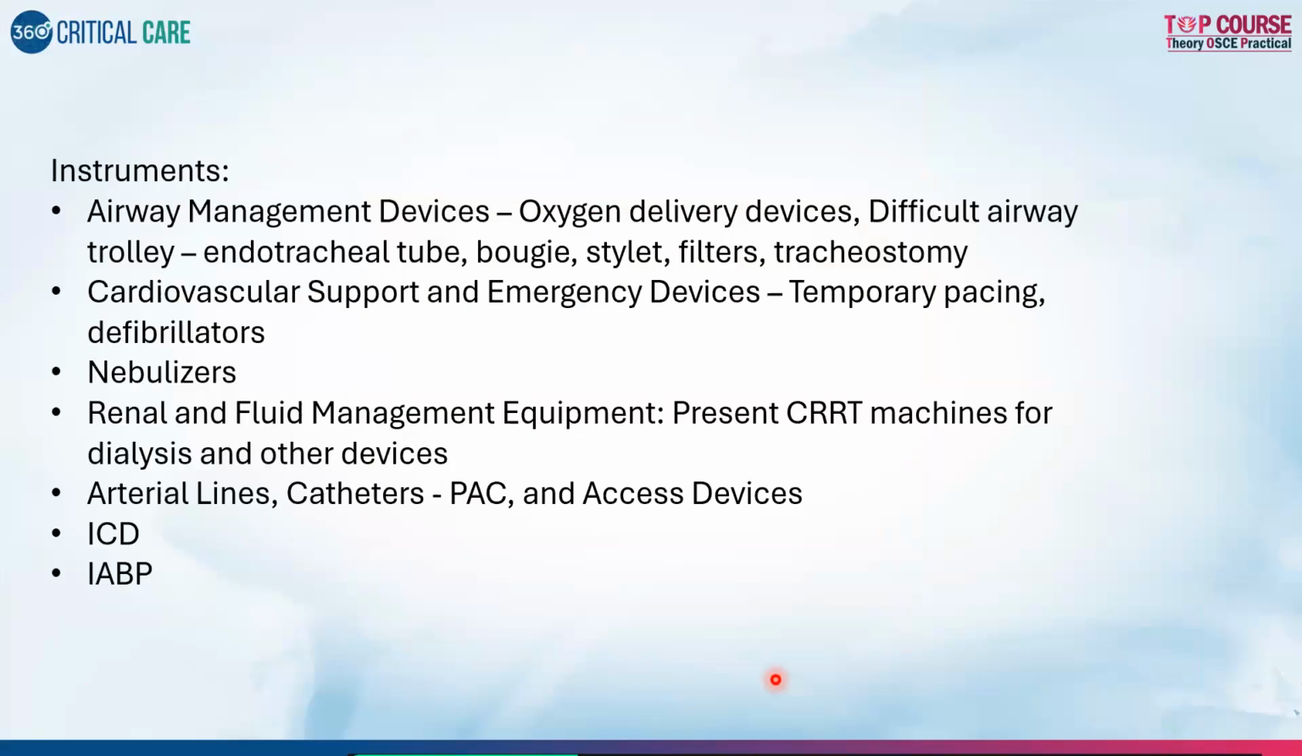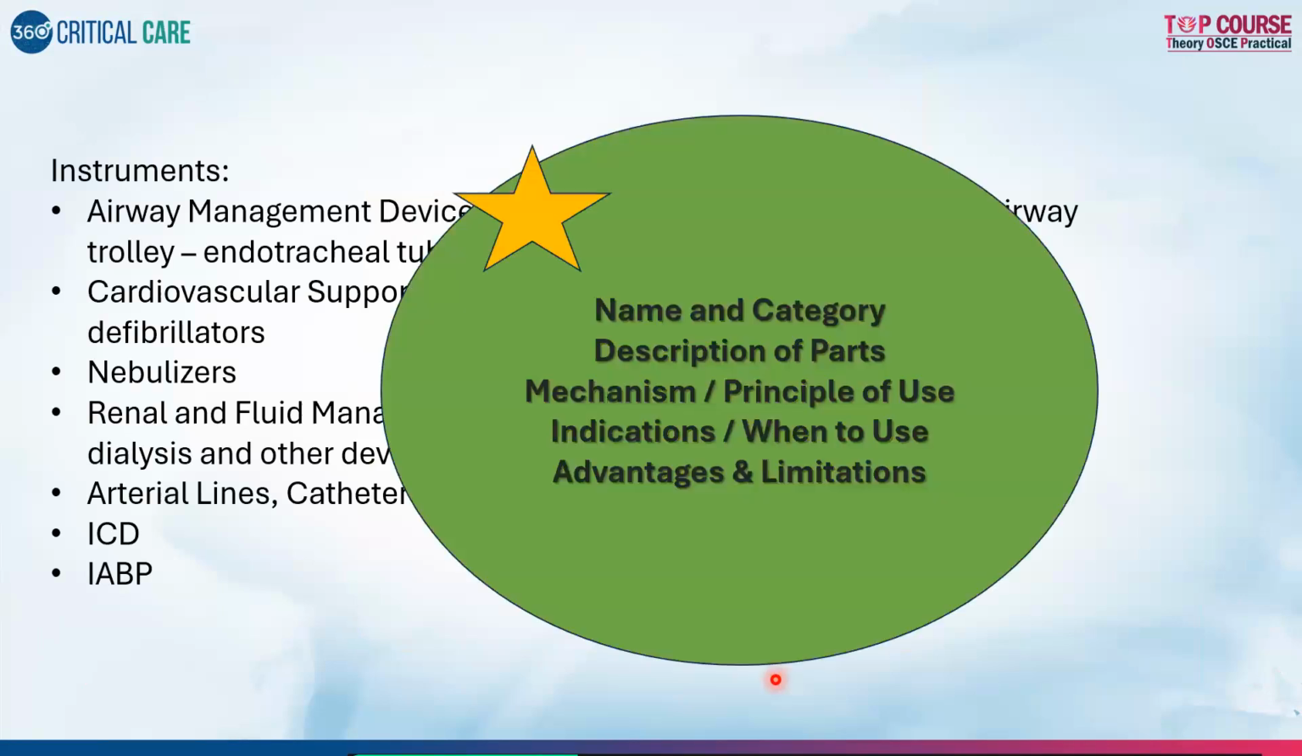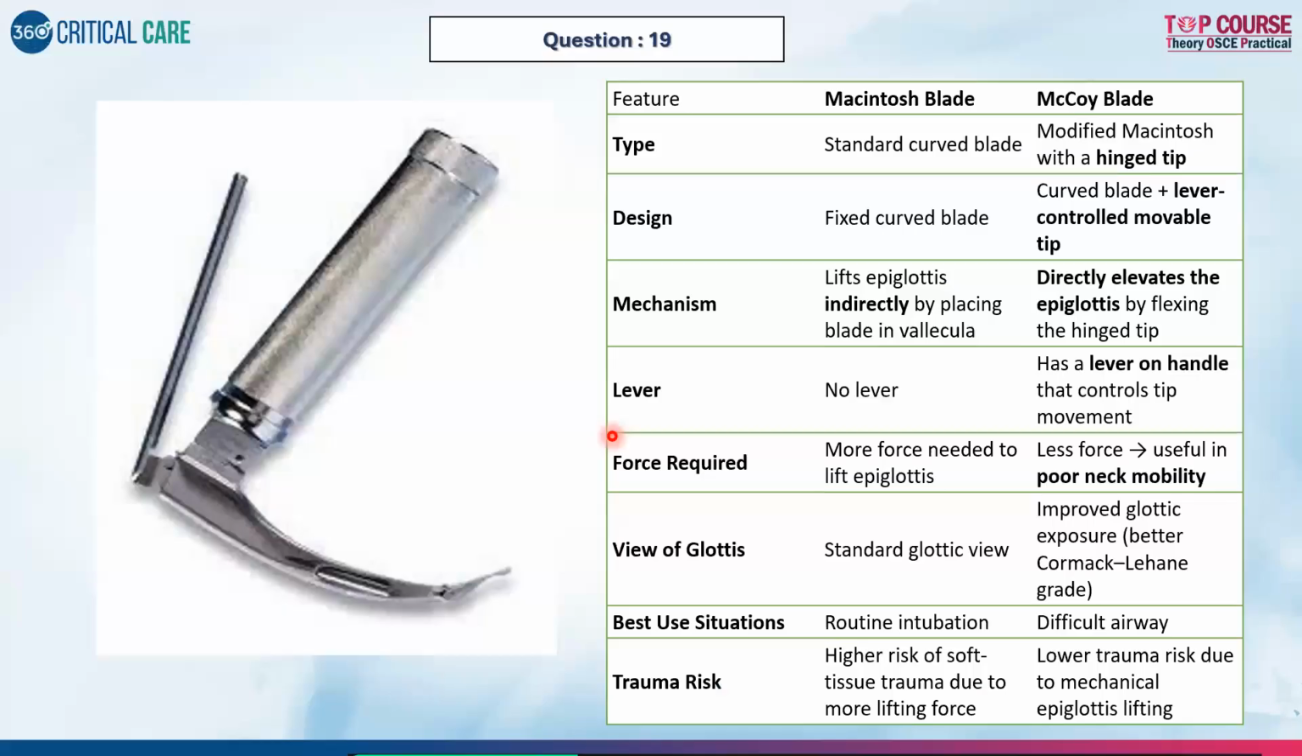I will not be discussing all of them. But the star slide here is whenever you describe an instrument, please describe first of all what it is, what category it belongs to, the description of the parts, the mechanism and the principle of use, its indications, advantages, as well as limitations. Okay. So we first start with this.